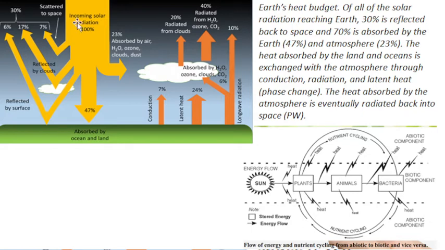In this figure you can see incoming solar radiation. If it is 100%, then 7% is scattered to space, radiating back and not coming to the earth surface. Then 17% is reflected by clouds, and reflected by the surface means, for example, you are throwing a ball to the surface and it is rebounding and going back. Similarly, radiation also comes to the earth surface and is reflected back to the atmosphere.